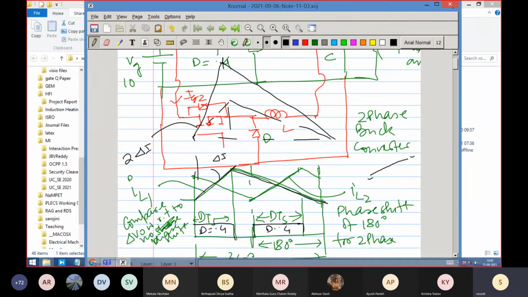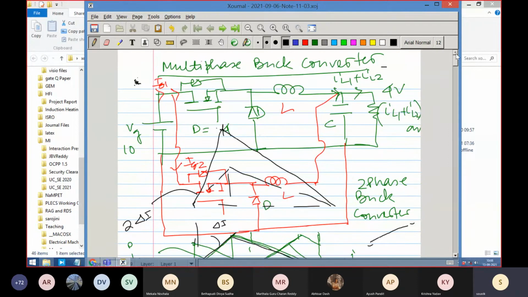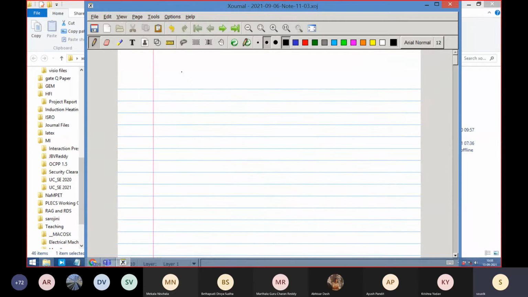I'm losing control over the drawing part of it. Now I got it. Okay. So if I look at it now, let us try to do a simple calculation here. This is 0.5. This is the full period.